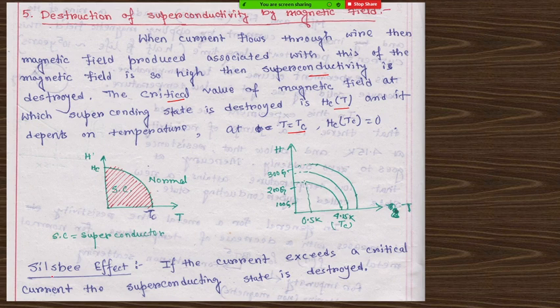And the Silsbee effect. What is the Silsbee effect? When the current exceeds a critical current, the superconducting state is destroyed. It is actually a current effect. I think that is clear. These are the three effects which can destroy the superconducting state of this material.